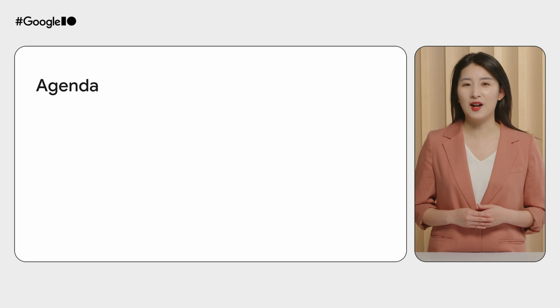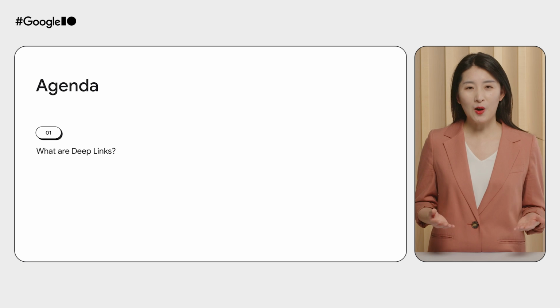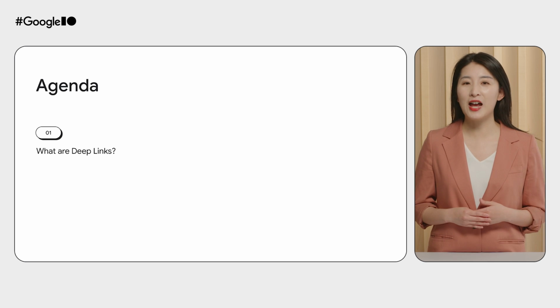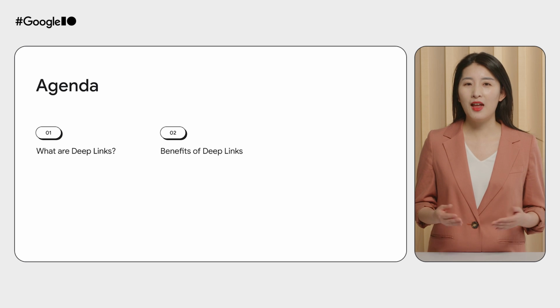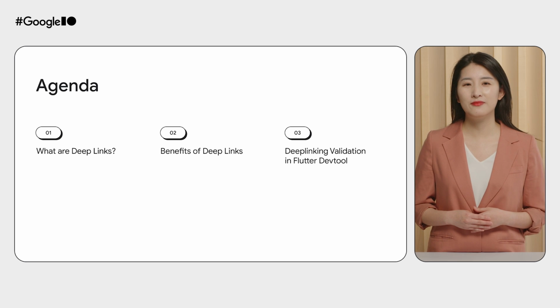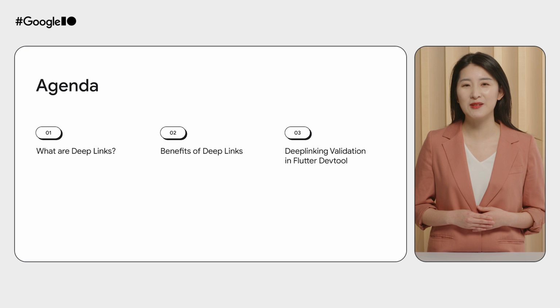In the next part of the talk, we will break down how to achieve these results. We will explore what deep links are and how they actually function, the benefits of deep linking, and deep link validation. My colleague Hangyu will introduce you to our latest tool, the Flutter Deep Link Validator, and demonstrate how to ensure your deep links are configured correctly, saving you time and preventing frustrating user experiences.